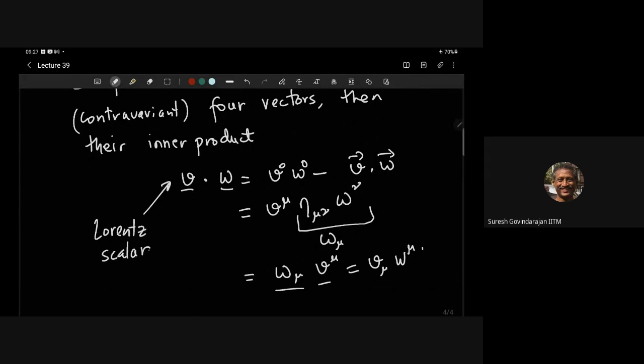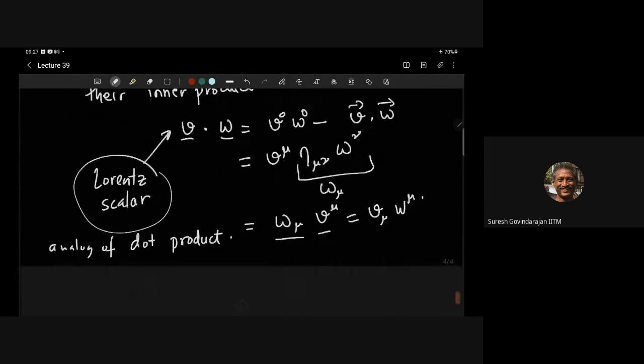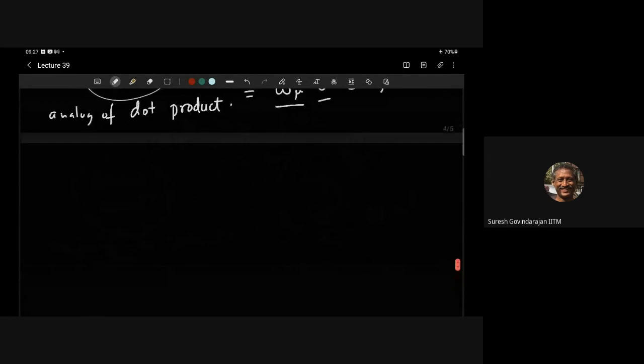So this is the analog of the dot product which we have for rotations. Okay. So I want to work out one example. So d mu. Yeah, go ahead.